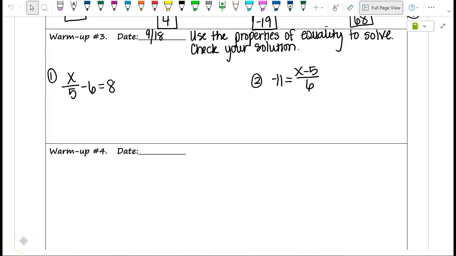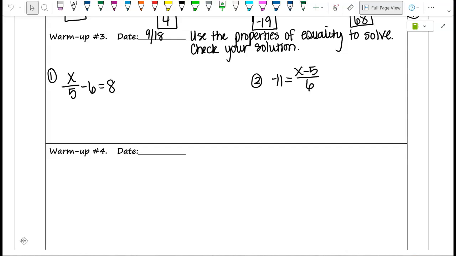All right, on the warm-up, they want you to use the properties of equality to solve and check your solution. I specifically put that direction there because it will tell you whether or not you're solving correctly. These two problems were chosen specifically because we are confusing them. On the quiz last week, we either solved them both like number one should be solved, or we solved them both like number two, and we need to understand there's a difference between these two questions.